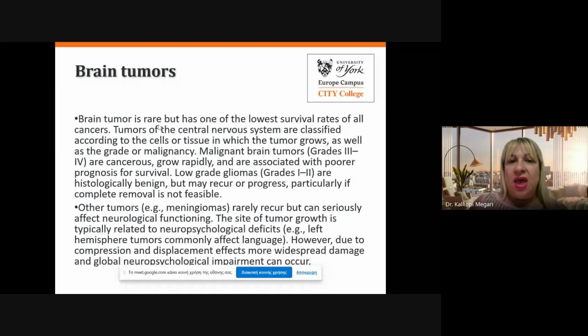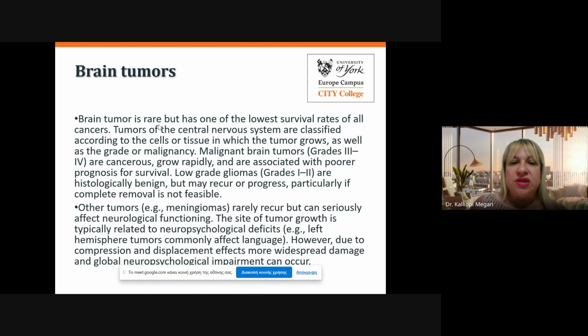Brain tumor is rare, but has one of the lowest survival rates of all cancers. Tumors of the central nervous systems are classified according to the cells or tissue in which the tumor grows, as well as the grade of malignancy. Malignant brain tumors, grade 3 and 4, are cancerous, grow rapidly and are associated with poorer prognosis for survival, while low-grade gliomas, grade 1 and 2, are histologically benign but may recur or progress, particularly if complete removal is not feasible.